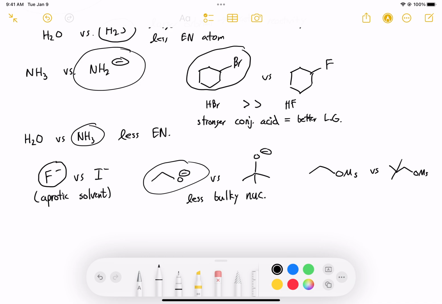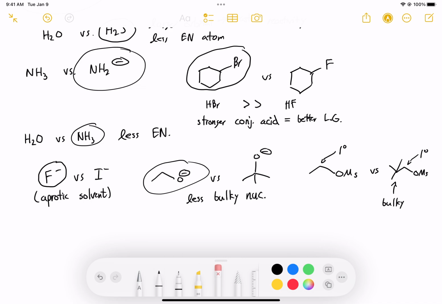So remember, these look identical, right? This looks primary, but what's the difference here? Remember when we start substituting at one carbon away from the leaving group? That also inhibits SN2 reactivity. So this is a bulky substrate.